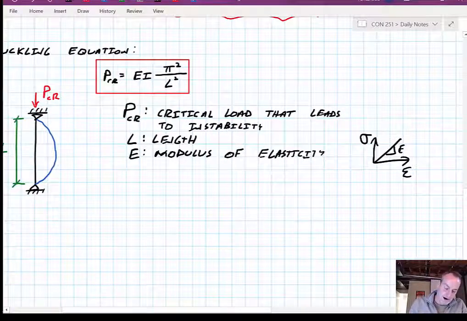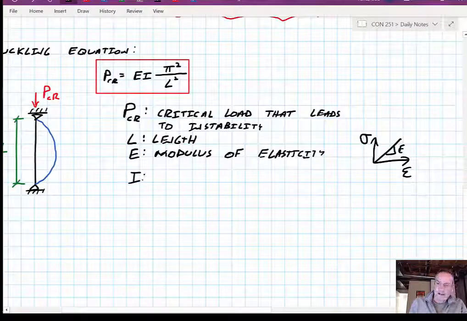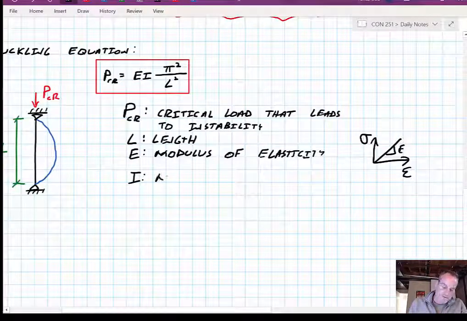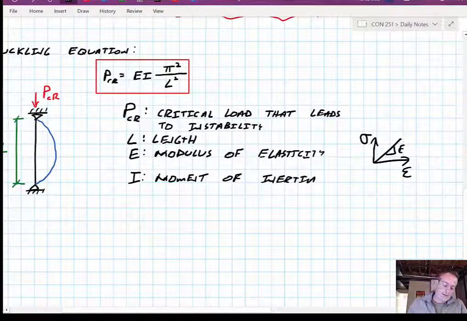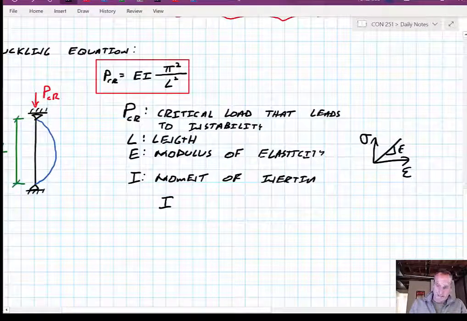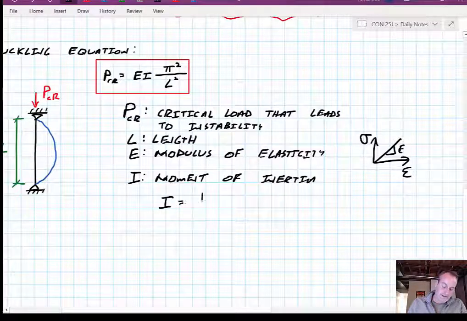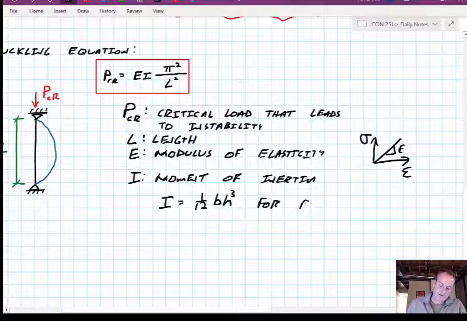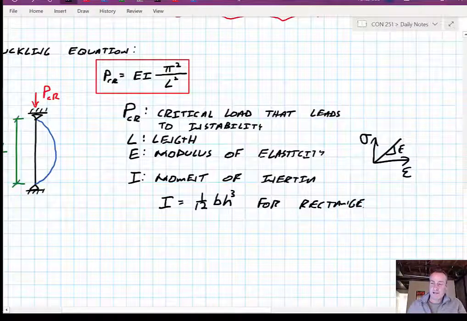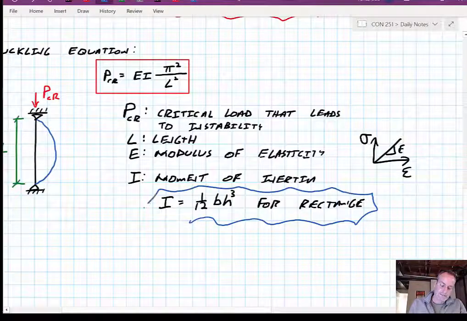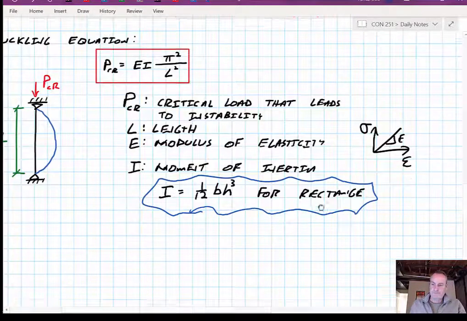And then we also have I, and I is our moment of inertia. We talked about I before, and we said we have one basic equation for I that we're going to use, which is equal to 1/12 the base times the height cubed if we have a rectangle. I said that would be the only shape we're going to have in this class to make life easier. Of course, we had I-beams, but with I-beams it was basically just a value you're looking up. So 1/12 BH cubed is your formula to find that moment of inertia.